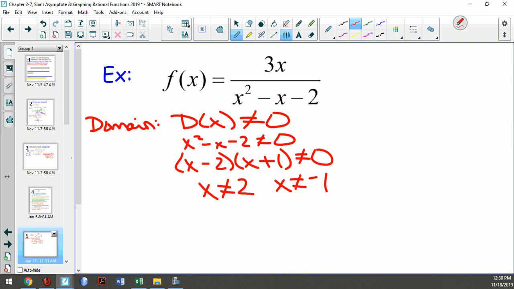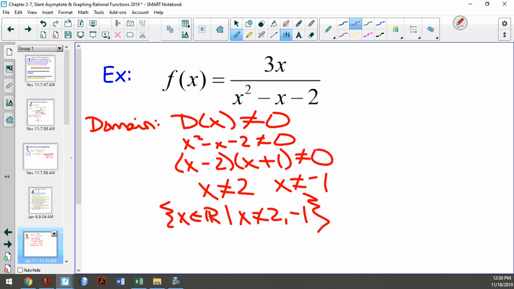Do we all understand that? So how do I write that? x is an element of the reals such that x cannot be 2 or negative 1. Do we understand that, yes or no? We good?